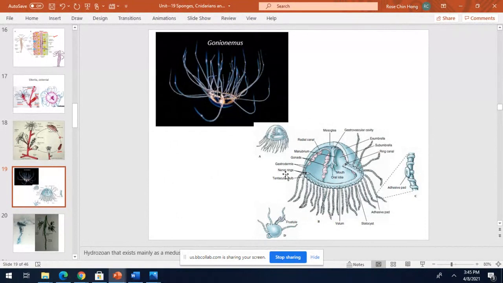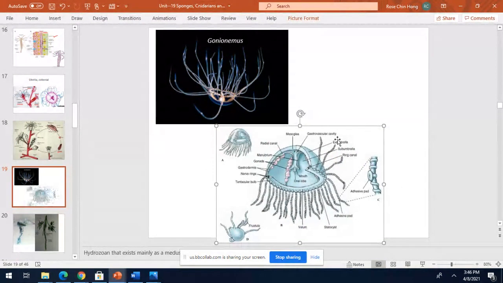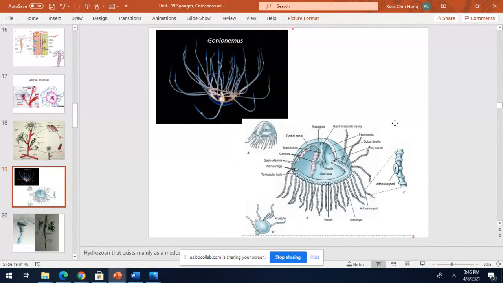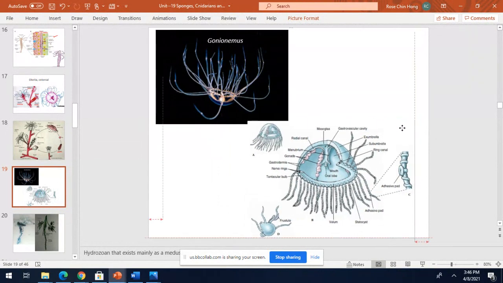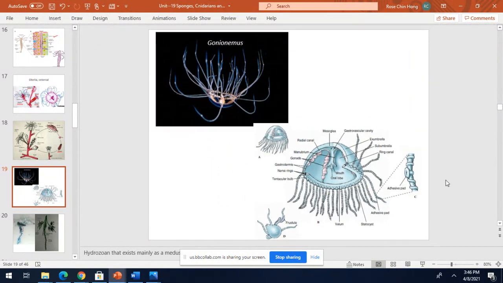All right, so this is our example. This is the cross cutaway section of Gonionemus, facing down. Here is the suctorial pad, which is an adhesive pad that sticks onto vegetation and all that stuff while it is traveling about. And these are the other parts. And these are where the gonads are found along the radial canals. All right, so you should have four of them. And you have the gastrovascular cavity and the mesoglea. Okay, so that's enough on the Gonionemus.